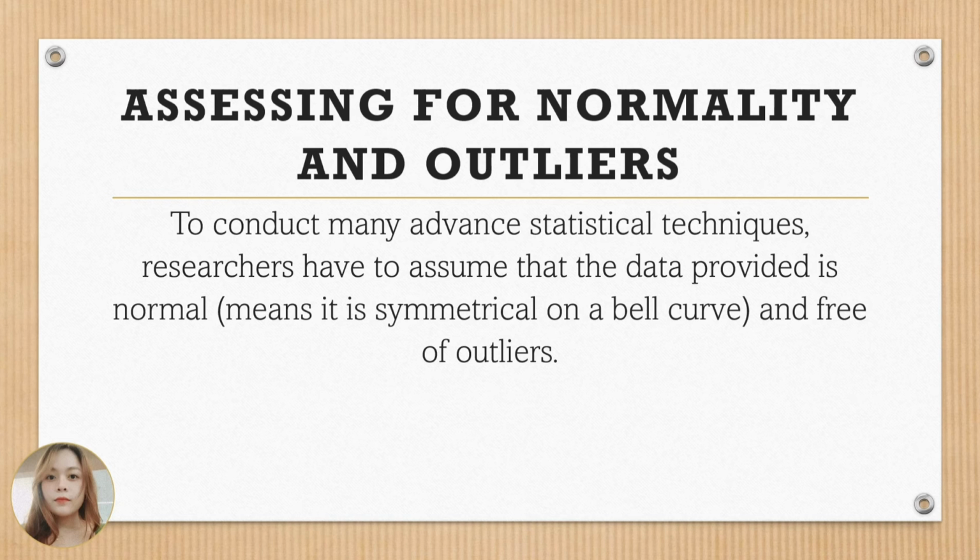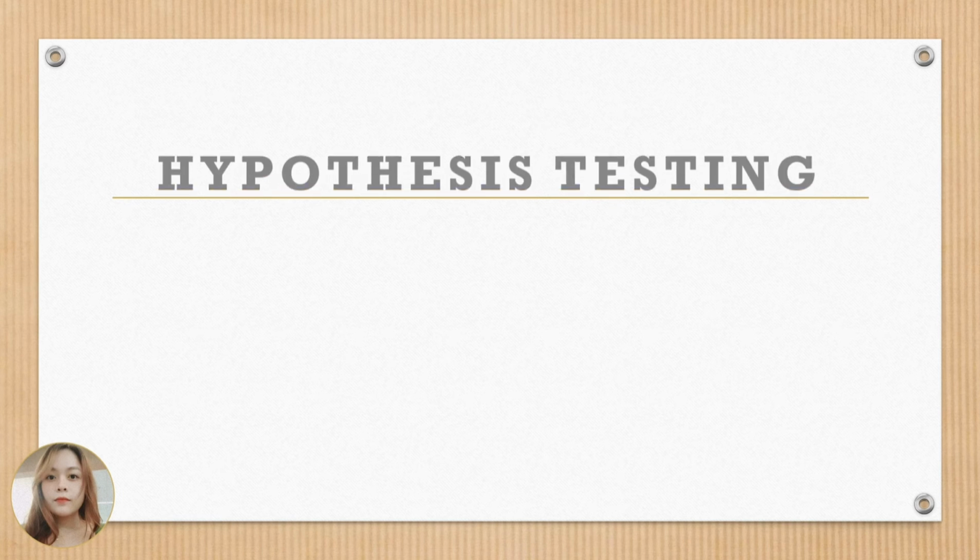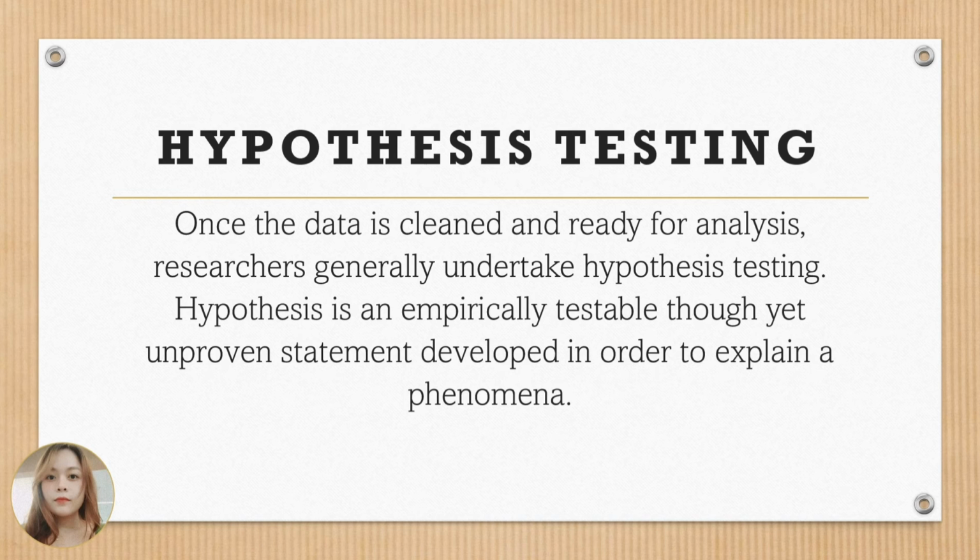The tests of normality and outliers are important if the researcher wishes to know and rectify any anomalies in the data. The last topic that I will discuss is hypothesis testing. Once the data is cleaned and ready for analysis, researchers generally undertake hypothesis testing. A hypothesis is generally based on some preconceived notion of the relationship between the data, derived by the manager or the researcher. This preconceived notion generally arises from existing theory or practices observed in the marketplace.